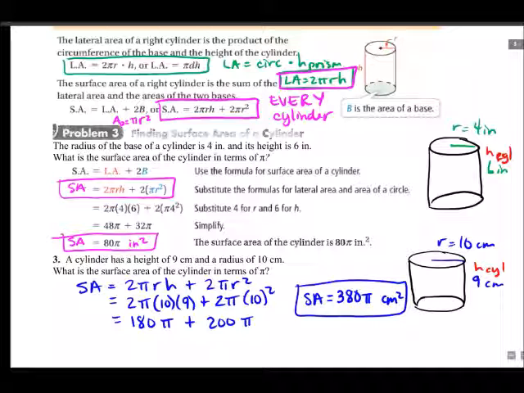That was an easy problem. We were told that we had a cylinder, radius of 10 centimeters, height of 9 centimeters. We wanted the surface area. Wrote my formula, substituted in. We were asked for it in terms of pi, so I just didn't multiply that in. 380 pi centimeters squared. If we wanted to, we could have also put this into our calculator and got 1193.8 centimeters squared. So that's also possible. All right, let's look at our next problem.